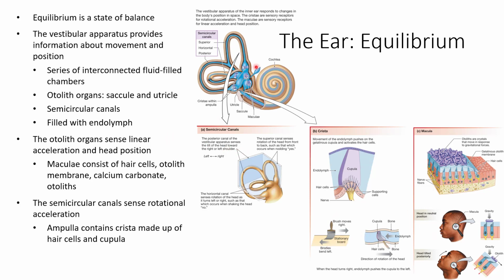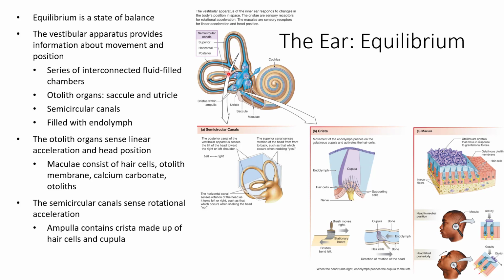The way this works, you have these three canals. The superior canal is going to sense rotation of the head from front to back. So if you're nodding yes, you're moving endolymph along the superior canal, and the position of your head, whether you're back or forward, is being associated with that yes. If you nod your head really hard, up and back, really fast, you'll get a little bit nauseous. That's because of those otoliths moving in the macula.